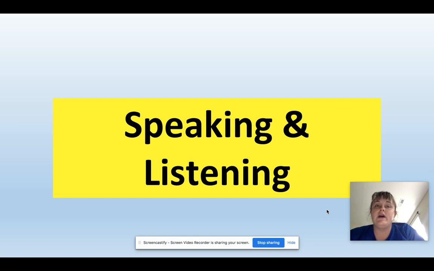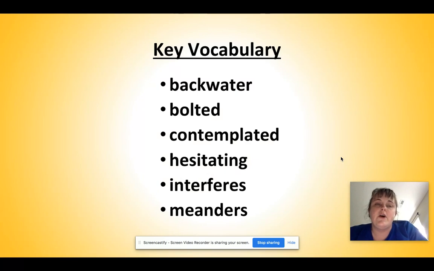Now, we are going to try as teachers to hold some Zoom meetings, some small group meetings with you this week so that you can practice reading in a small group setting and then answering questions. So, for our read aloud today, this is called The Riverbank. So the first chapter in our Wind in the Willows is called The Riverbank. We have some key vocabulary. There is backwater, bolted, contemplated, hesitating, interferes, and meanders.